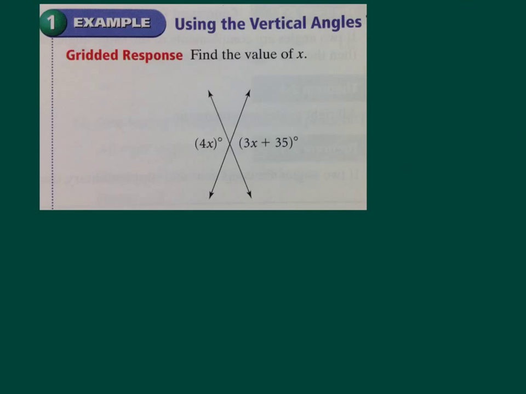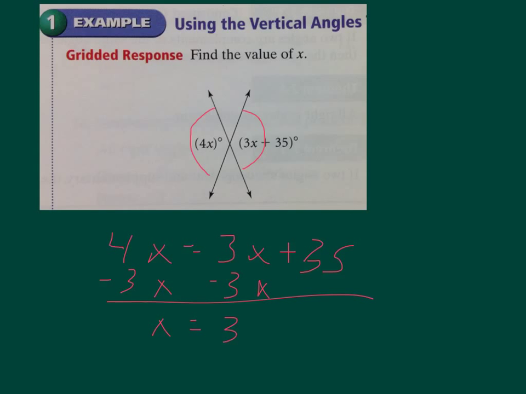One thing you do need to learn in Lesson 2.5 is how to use the vertical angle theorem, in this case, to solve for x. Since we know that vertical angles are congruent, we know that these two angles are going to be congruent from the vertical angle theorem. So, 4x is going to equal 3x plus 35. And then we'd subtract 3x from both sides, and we would get x to equal 35, which is what we were trying to find.